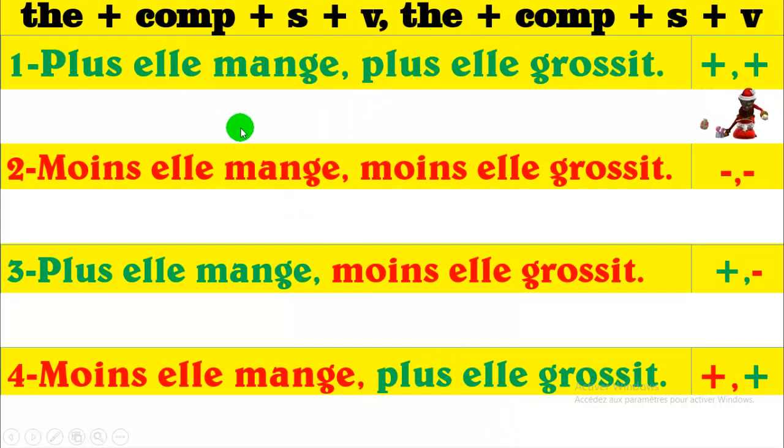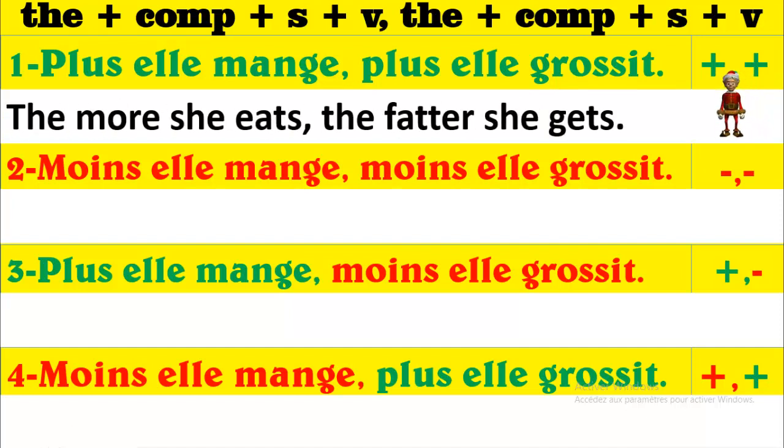On y va. Plus elle mange, plus elle grossit. Do you have an idea how to do it? The more she eats, the fatter, to become fat, the fatter she gets. The more she eats, the fatter she gets. Plus elle mange, plus elle grossit. Don't say the more she gets fat. No, the fatter she gets.